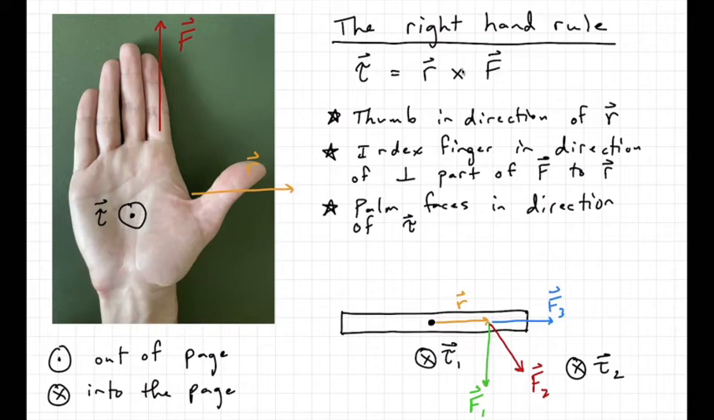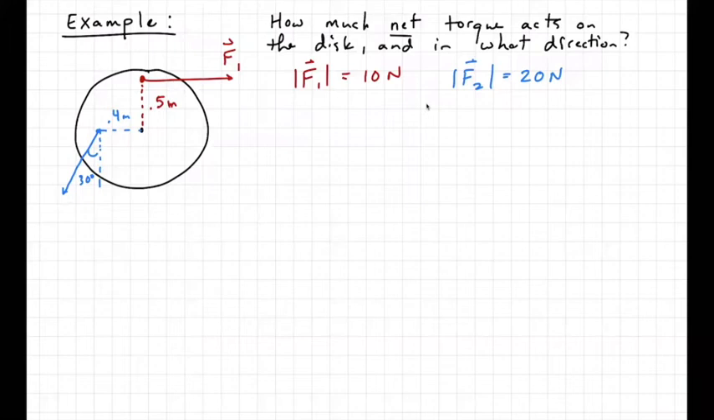Okay, now I want to do a more quantitative example where we put together both magnitude and direction for torque and use this concept of net torque. So give me a second to pull up that example. All right, so I've got an example problem here. Imagine that I have a disk and it is rotating about its center. So that black dot represents an axis about which it's rotating. And the question is, how much net torque acts on the disk and in what direction?